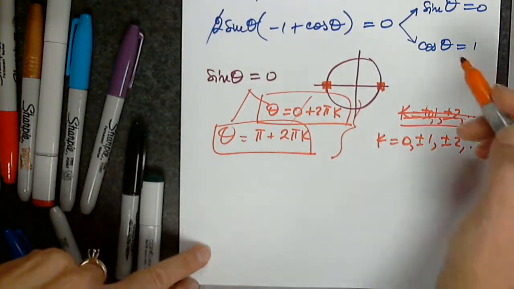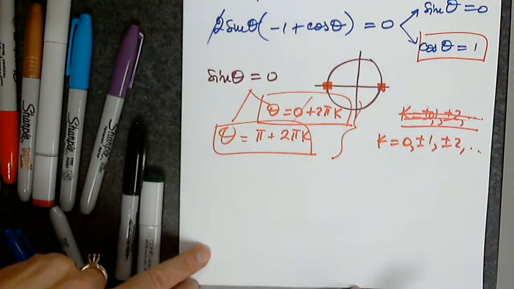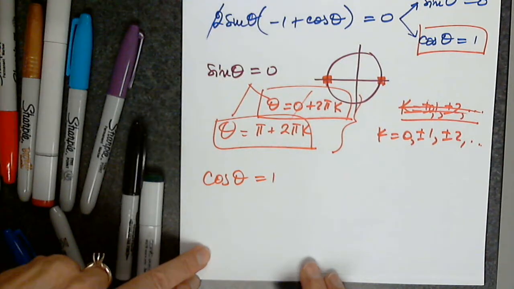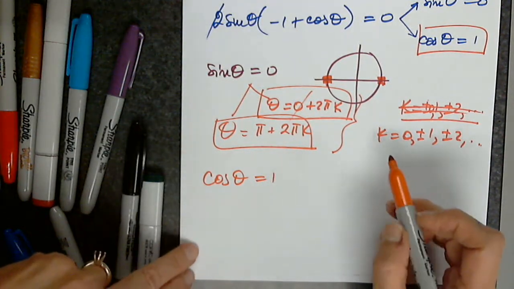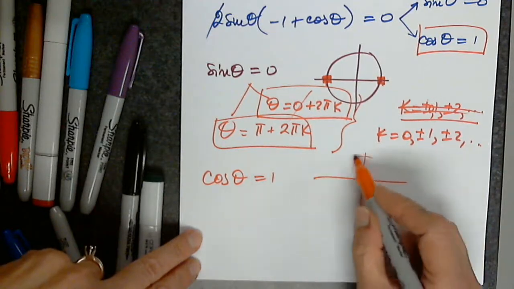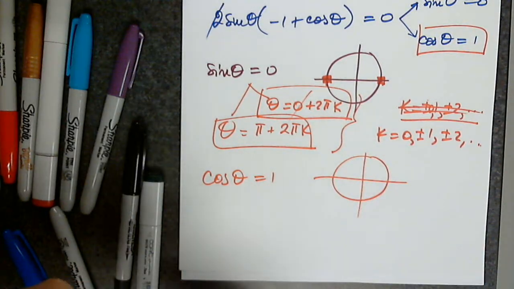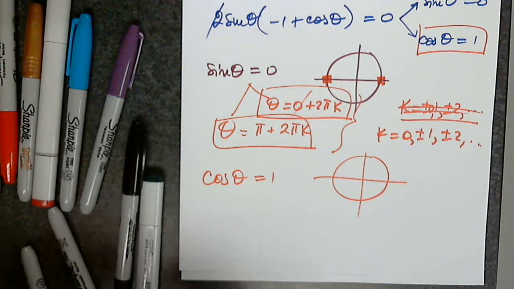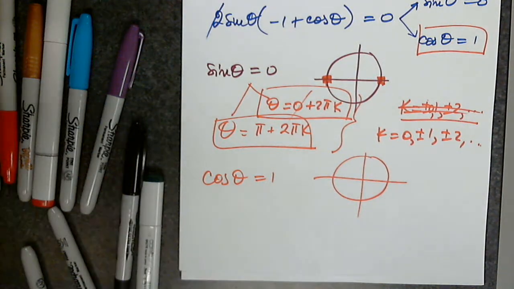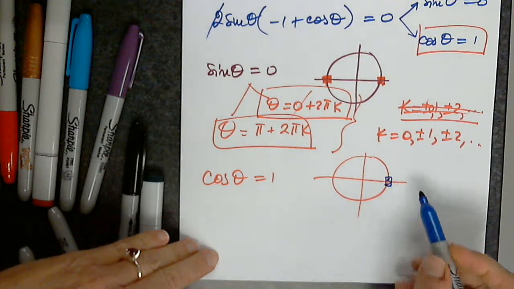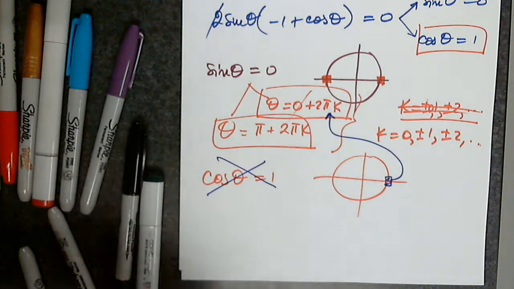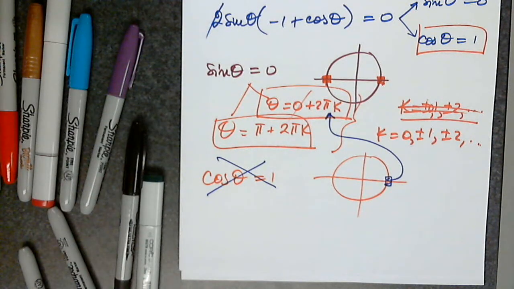It doesn't matter how the solution is presented. Okay, so now I have to solve the second equation, which is cosine theta equals 1. So where is cosine 1? Cosine is measured on the x-axis. So where is cosine 1? Only here. But this is already included. I don't have to write anything for that because I already have 0 plus 2 pi k.